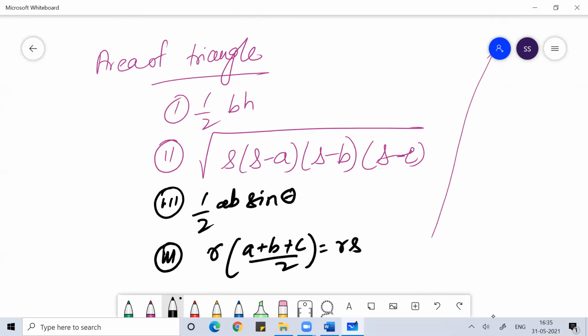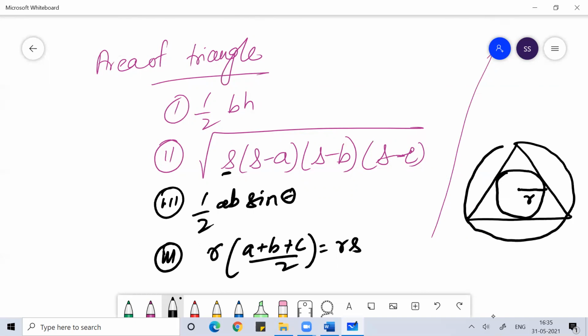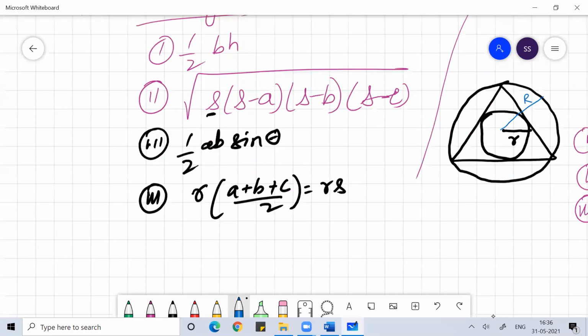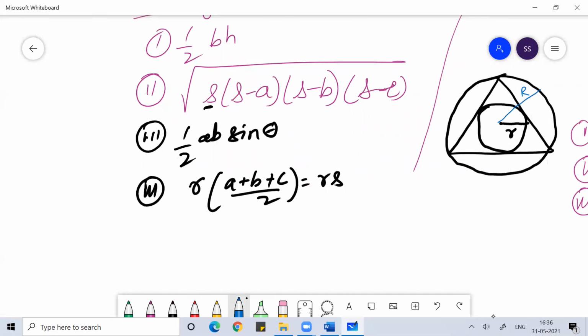Now the question: what is R here? You know S is the semi-perimeter. What is R? Small r. If you draw an incircle, the radius of the incircle is small r. And imagine if you draw a circumcircle, the radius of the circumcircle is capital R. Then the area of this triangle would be ABC by 4R.